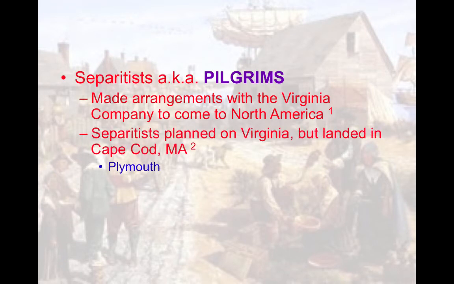The Separatists planned on going to Virginia, as that's who they made their agreement with, but without GPS, they ended up in Cape Cod, Massachusetts. The first winter, nearly half of the Pilgrims died. It was a tough winter, and they were unconditioned to the difficulty of living in a place with no housing, no real organized shelter, just what they had built. It was very difficult on them.